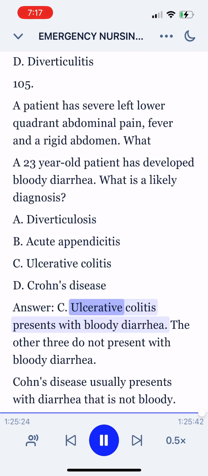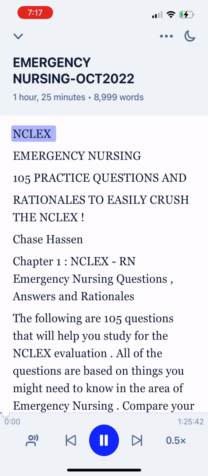Answer C. Ulcerative colitis presents with bloody diarrhea. The other three do not present with bloody diarrhea. Crohn's disease usually presents with diarrhea that is not bloody. NCLEX. Emergency.